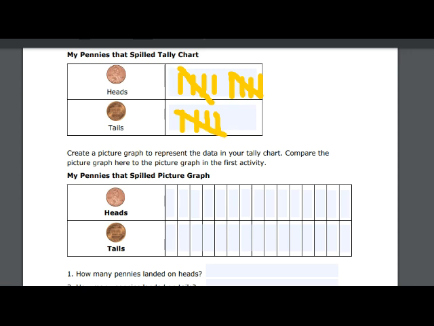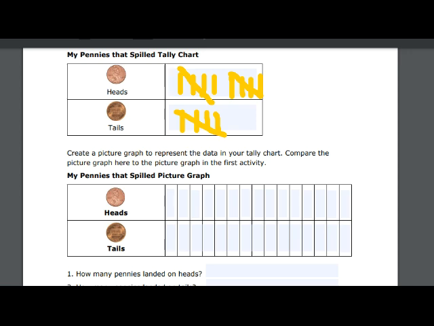All right, now that I've done my tally chart, I need to do the same thing I did on the first page, and I need to create a picture graph to represent the data too. So I'm drawing pictures of those coins. Now remember, these numbers might be different for you. When you spill out your pennies, you might have a different number of heads and a different number of tails.